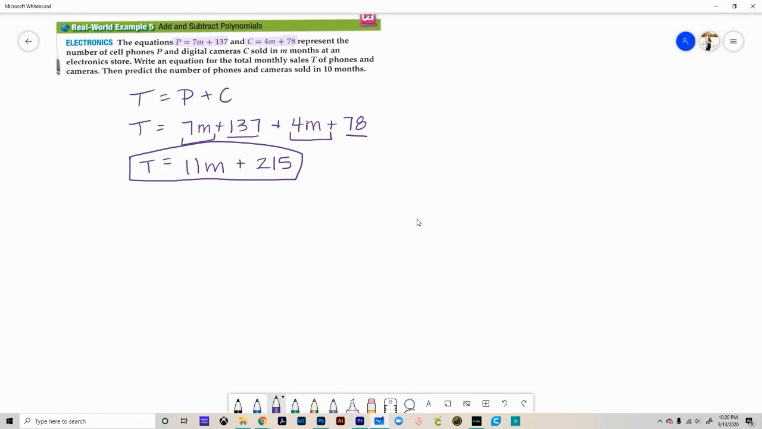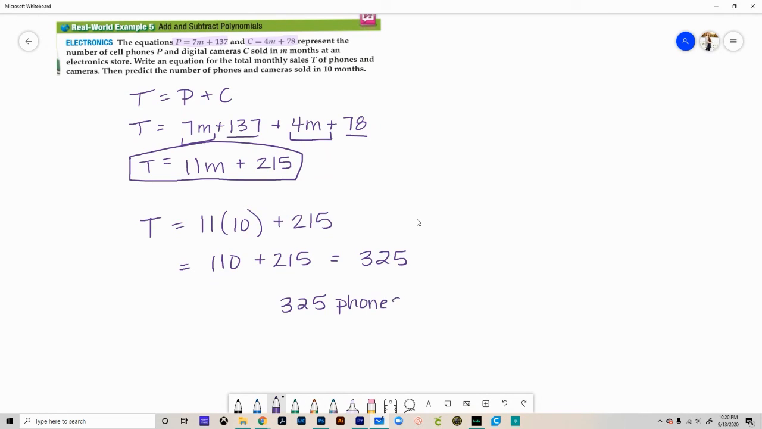Now it says predict the number of phones and cameras sold in 10 months. So I'm going to substitute m, replacing it with 10. So total is 11 times 10 plus 215. That's going to be 110 plus 215, so that's going to be 325. And it's just talking about the combination of phones and cameras. It's not specifically saying how many phones and how many cameras. And that's it.